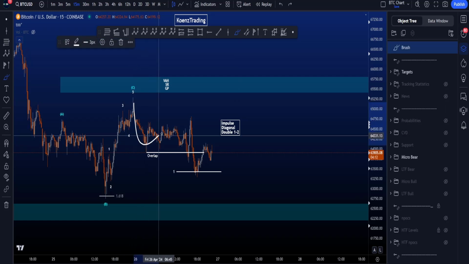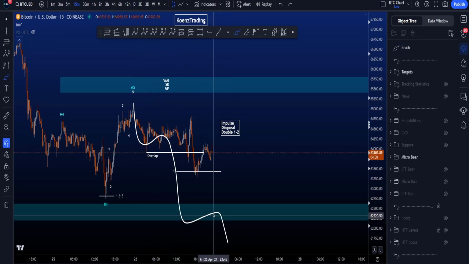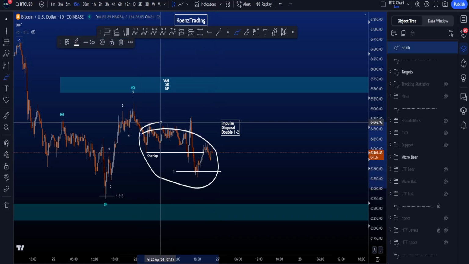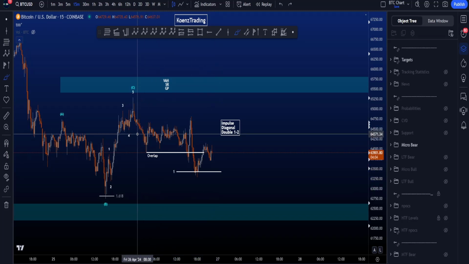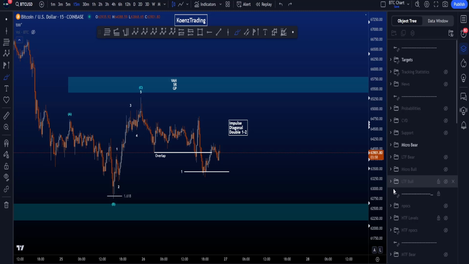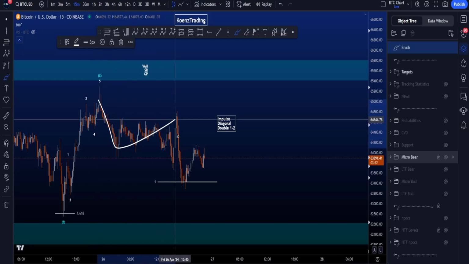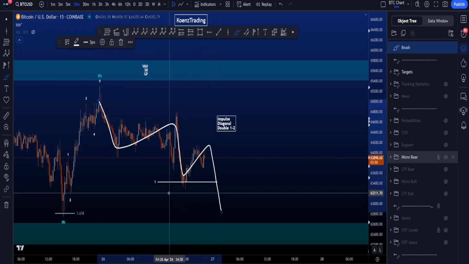Now in an impulse, we're looking for 1, 2, 3, 4, 5, preferably no overlap between 1 and wave 4, but as you can see, lots of overlap over here, so that doesn't have great probabilities, right? That is invalidated, which therefore means we have to look at the diagonal or the double 1, 2. Now in a diagonal structure, we are then looking for a wave 1, 2, 3, 4, and eventually a wave 5.